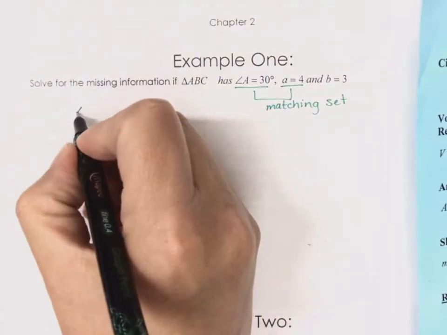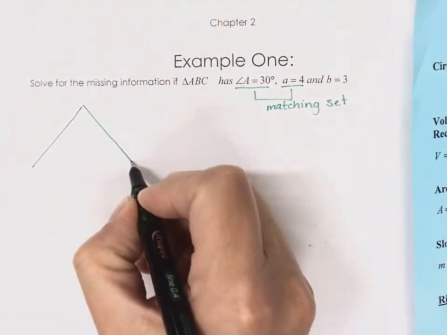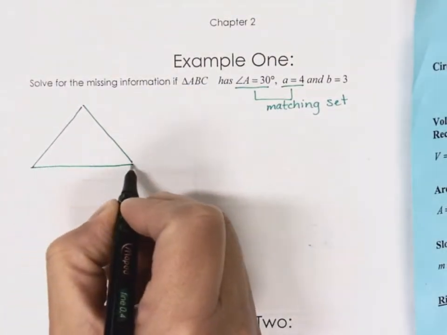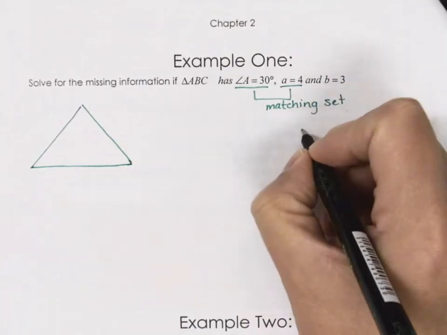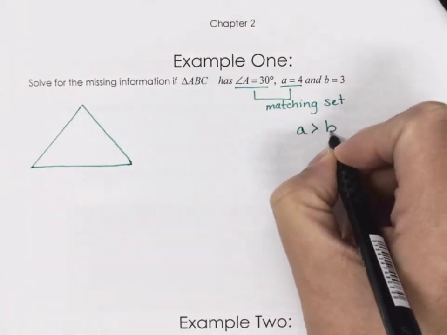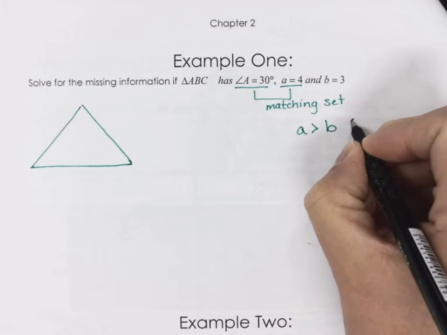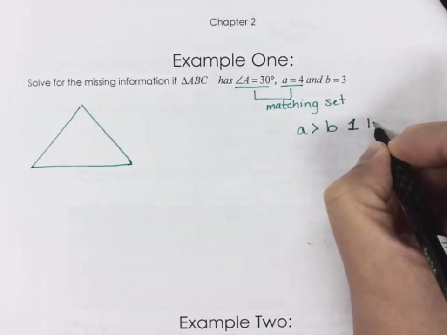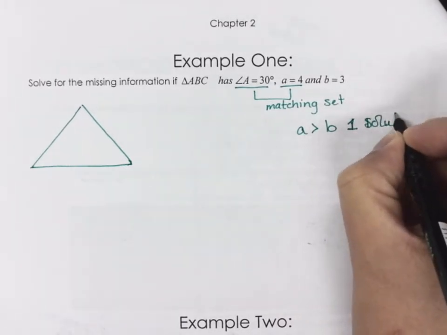So if you didn't practice your homework last night, you're going to get to practice it in today's example. So we know that A was greater than B, so one solution or one unique triangle.